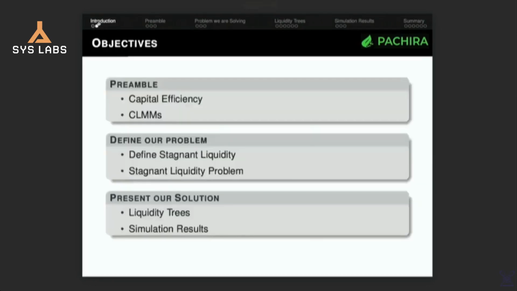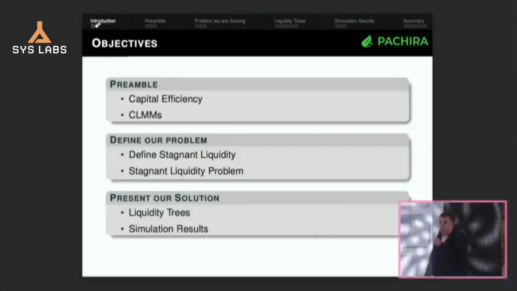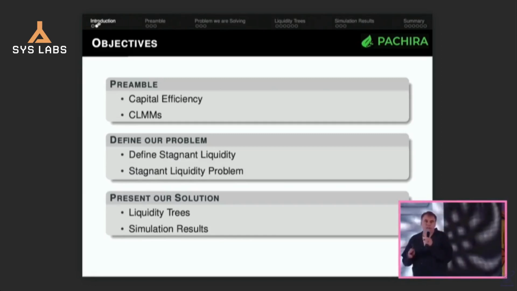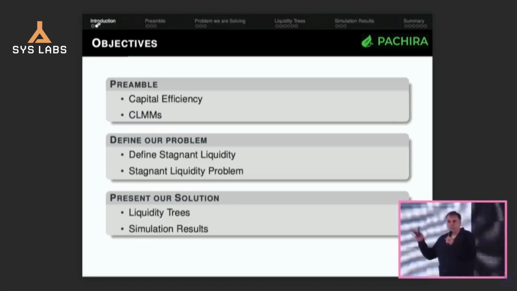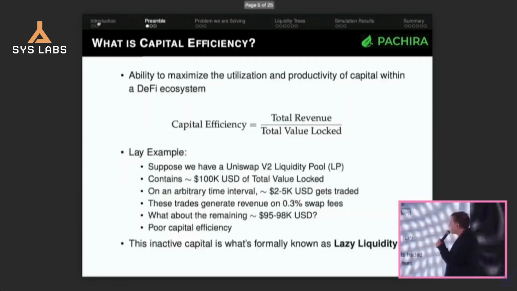So the objectives. First, we'll cover the preamble. We're going to talk about what is capital efficiency. And we're going to talk about constant liquidity market makers, or concentrated liquidity market makers. We'll define our problem, which we call the stagnant liquidity problem. It's a novel problem that we're defining to bring us into liquidity trees. And then we're going to talk about our simulation results.